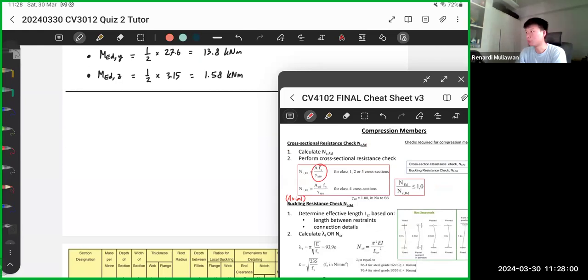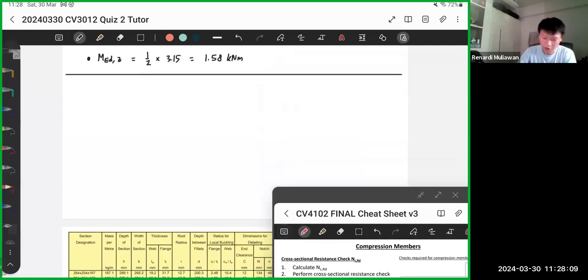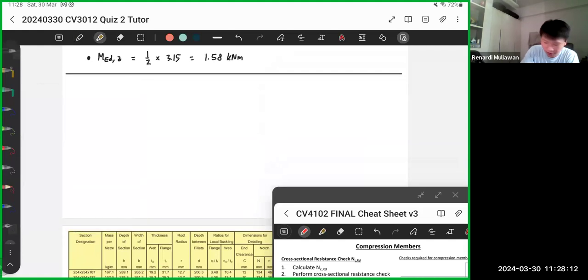Usually we check both. Buckling is usually more critical than axial resistance, but we check both. So axial resistance first.